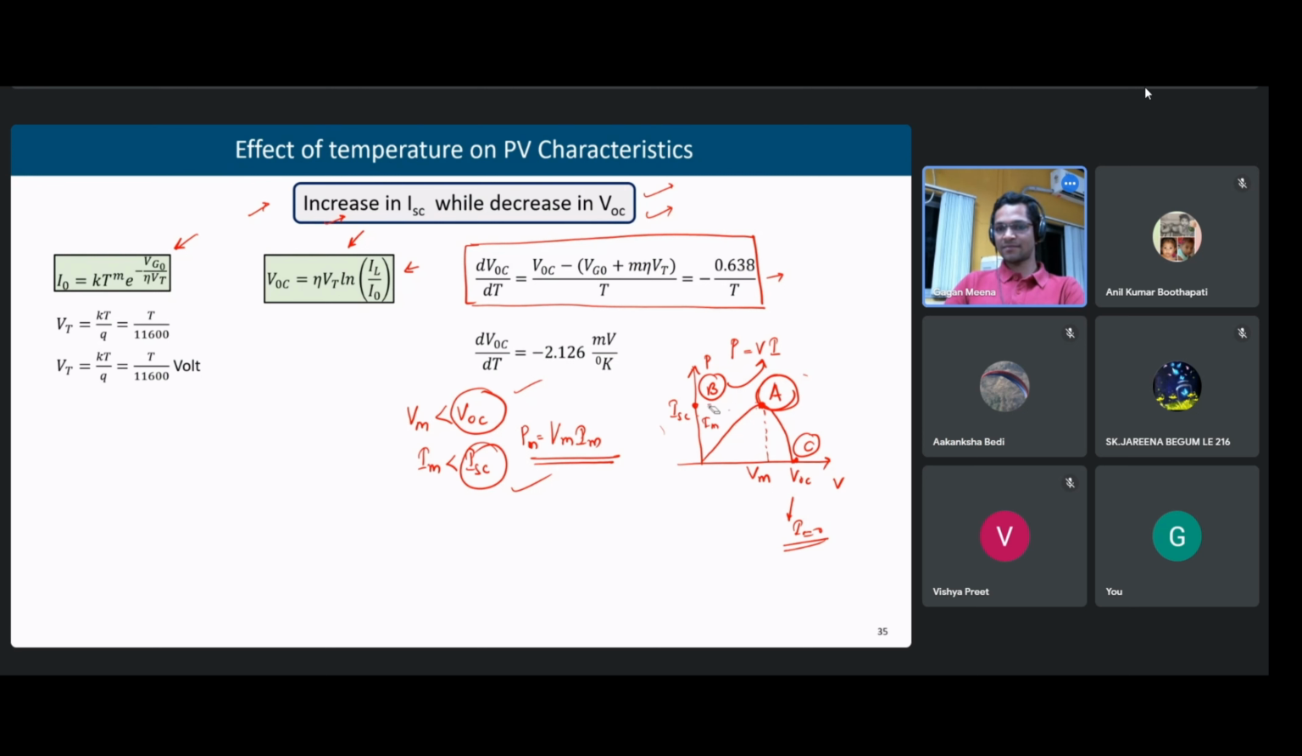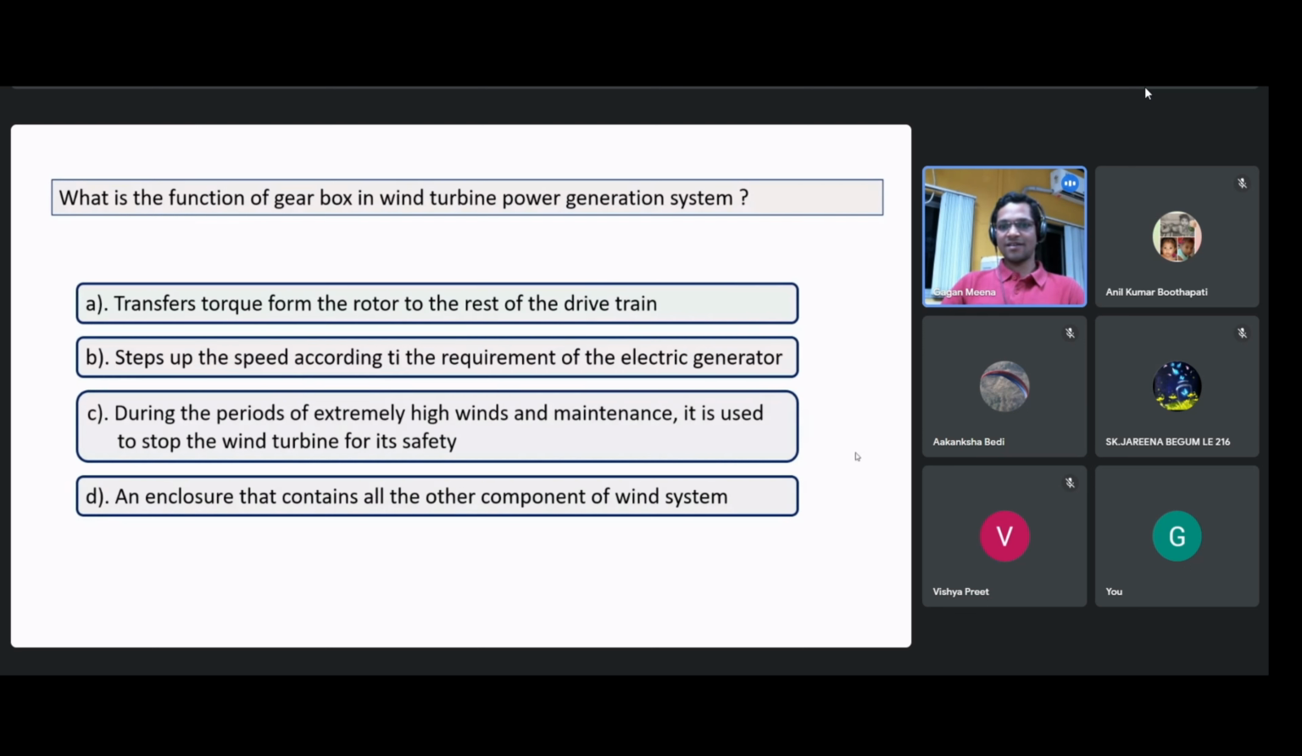Let us move to the next question. What is the function of the gearbox in a wind turbine power generation system? What's the answer? Anil, you were talking about the gearbox. Option C says during periods of extremely high wind it is used to stop the rotor. No, the answer will be B. For stopping, we use another control mechanism. The gearbox is used to increase the speed because the rotor rotates at a lower RPM, but the generator needs a higher RPM. So it steps up the speed as per the requirement of the generator.